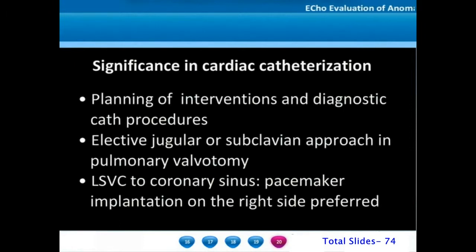While planning cardiac catheterization, these venous abnormalities should clearly be assessed. If there is an inferior vena caval abnormality, an elective jugular or subclavian vein approach will be needed for performance of certain procedures like pulmonary valvotomy. If there is a left superior vena cava draining into the coronary sinus, pacemaker implantation may be done from the right side.